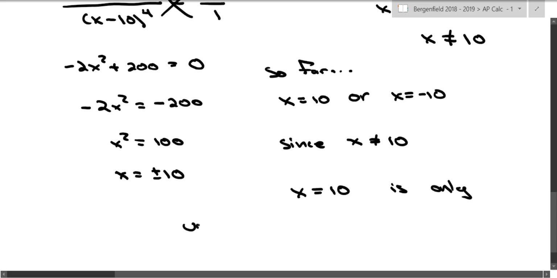Only value that gives a horizontal tangent.